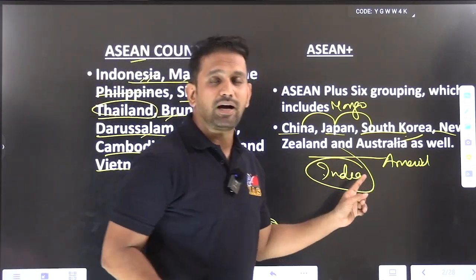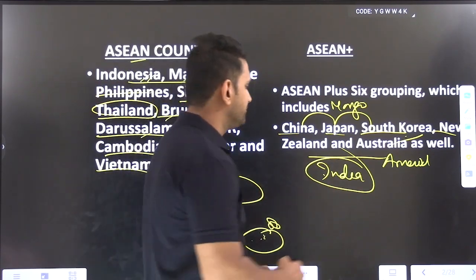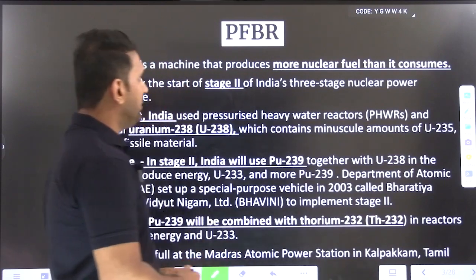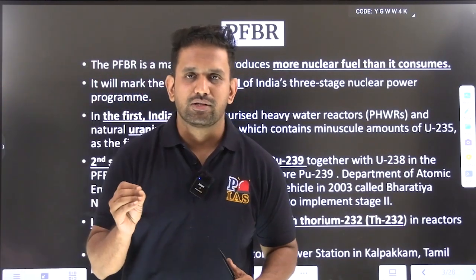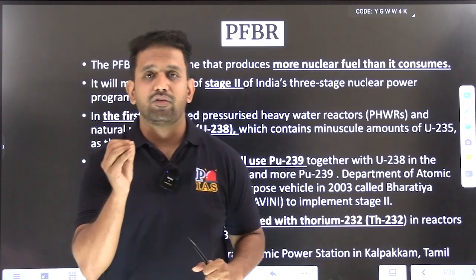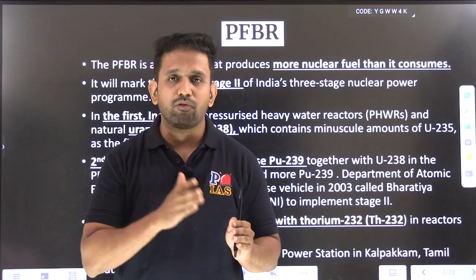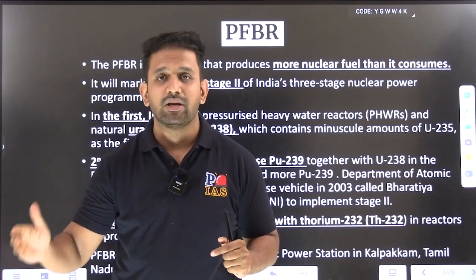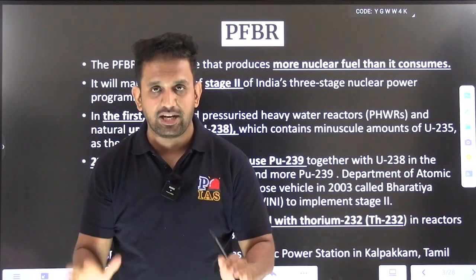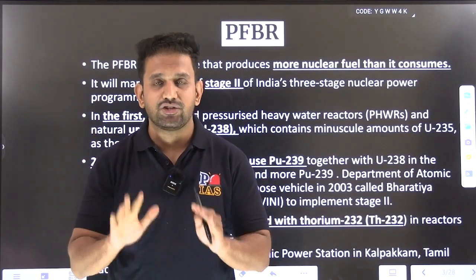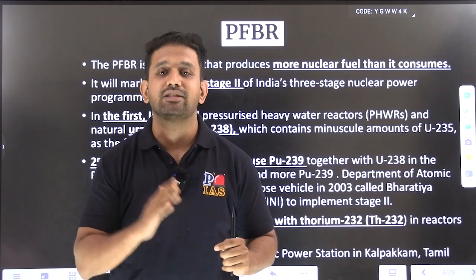India is a part of ASEAN Plus grouping. I have not mentioned it in the slide, but I have written it here. Okay, fine. Then PFBR, what is Prototype Fast Breeder Reactor? Remember one point, my students. Homi Jehangir Bhabha, the father of atomic energy, has given 3 stages of the nuclear power program. If India follows these 3 stages of the nuclear power program, by 2045 India will become self-sufficient in energy. It means India will achieve energy security if we follow this nuclear power program, which he envisaged in 3 stages.